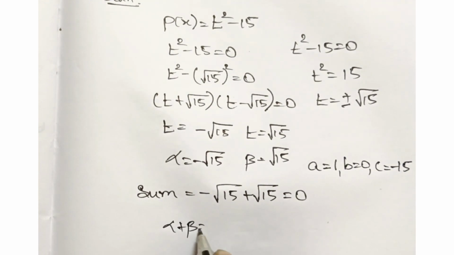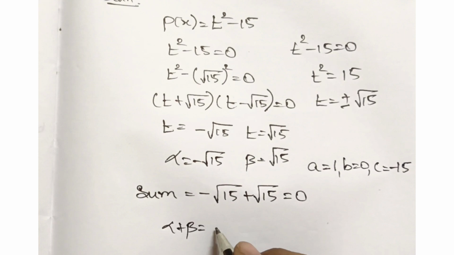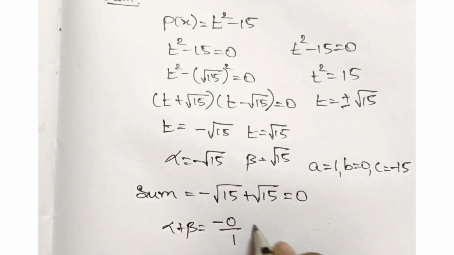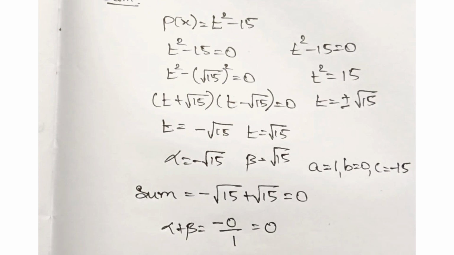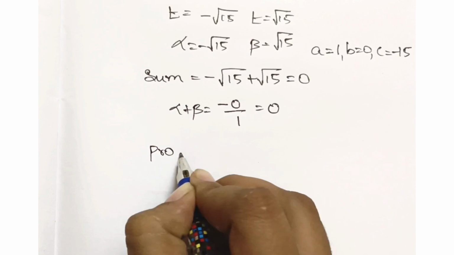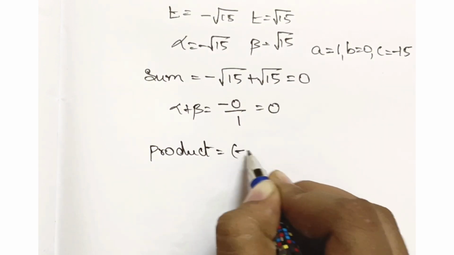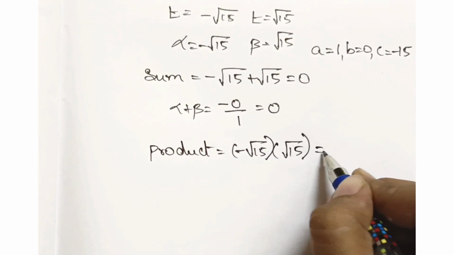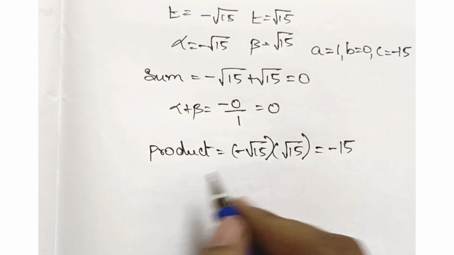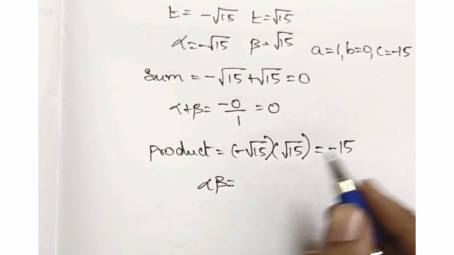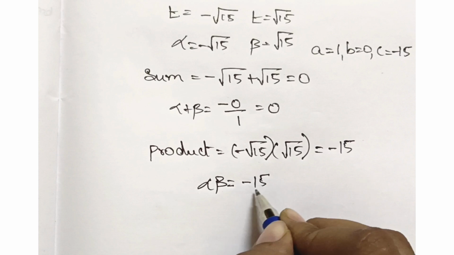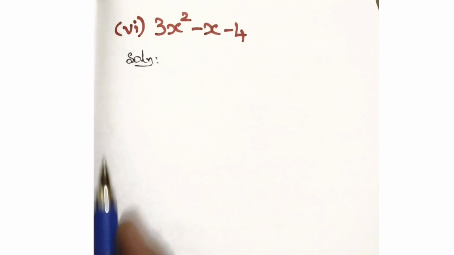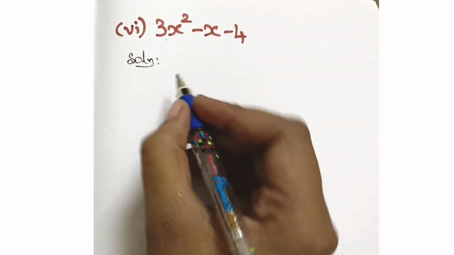Alpha plus beta equal to minus b by a, minus 0 by 1 equal to 0. And what's the product of the roots? Minus root 15 into plus root 15 equal to minus 15. Alpha beta equal to c by a. What's the value of c? Minus 15 by what's the value of a? So, and this is the last problem, 3x square minus x minus 4.